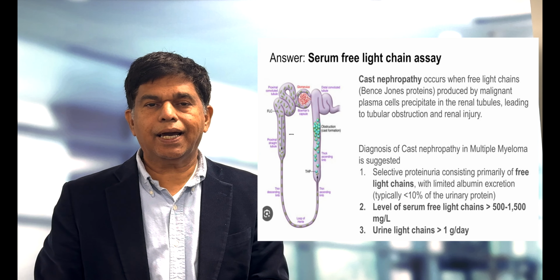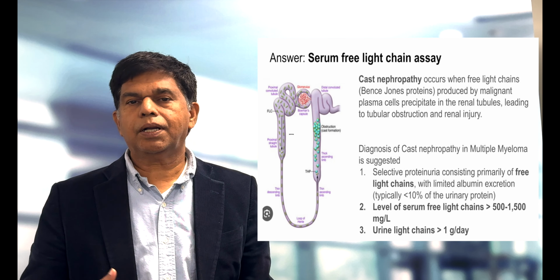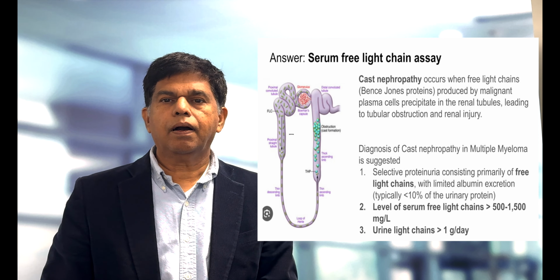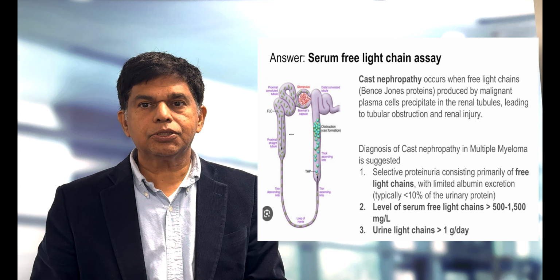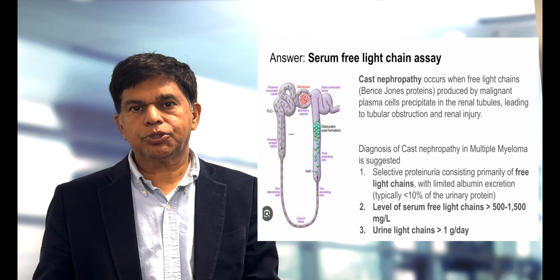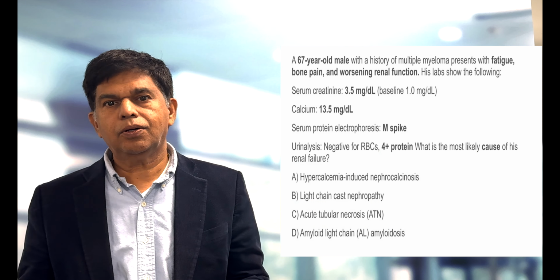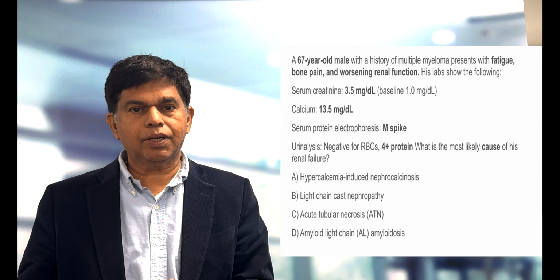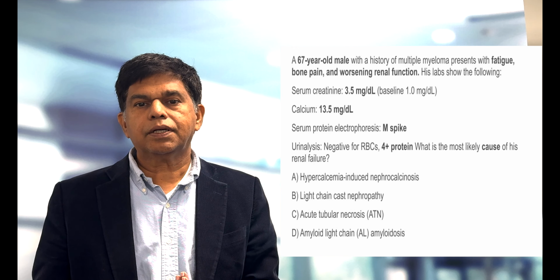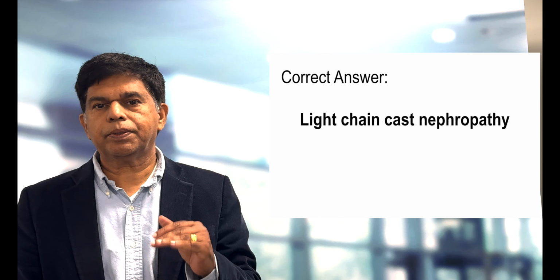Okay, the answer is light chain cast nephropathy. So anytime you're thinking about multiple myeloma associated renal injury, light chain deposition, cast nephropathy should come to your mind. Okay, so we're going to do some more questions. Now you have a 67-year-old male with a multiple myeloma history, worsening renal function, serum creatinine 3.5, calcium high, and an M spike on serum electrophoresis. So what is the most likely cause? Again, light chain nephropathy is the answer.